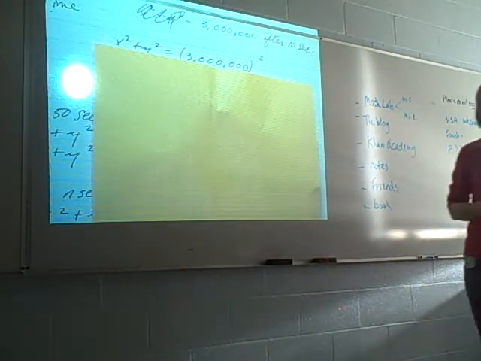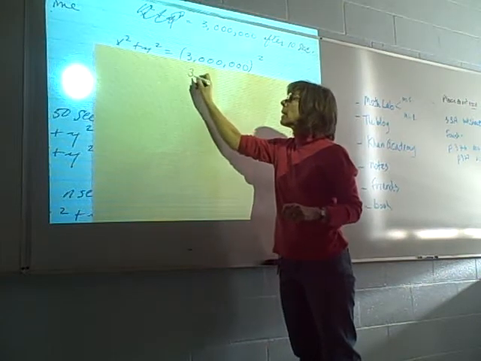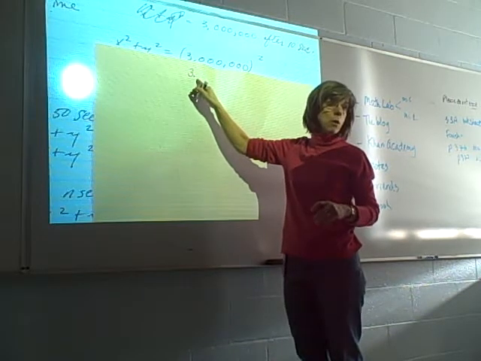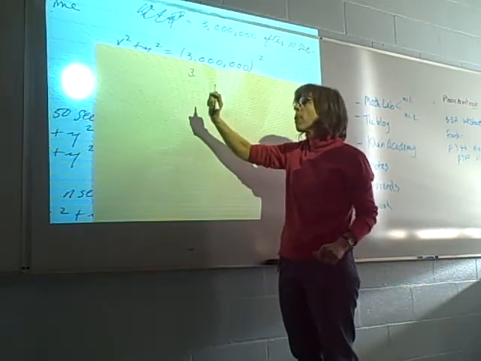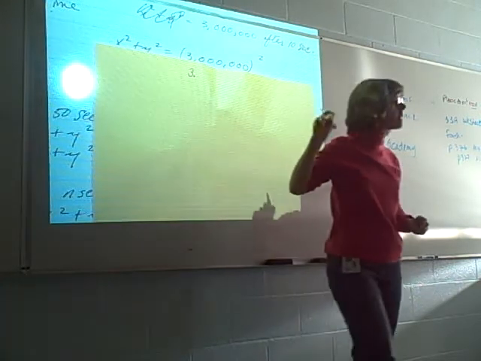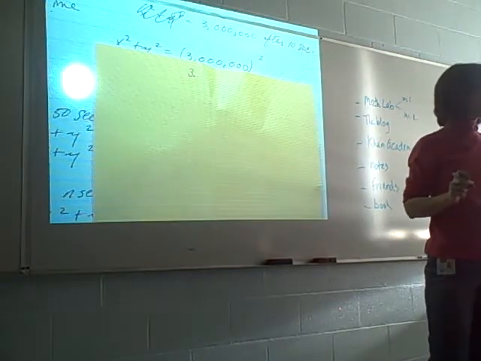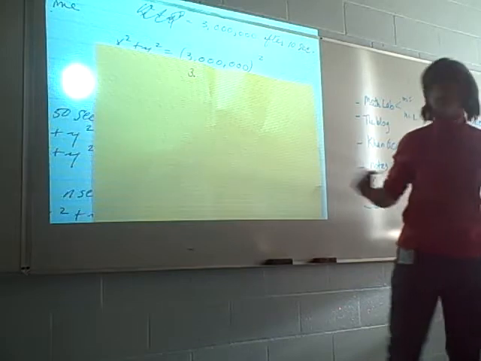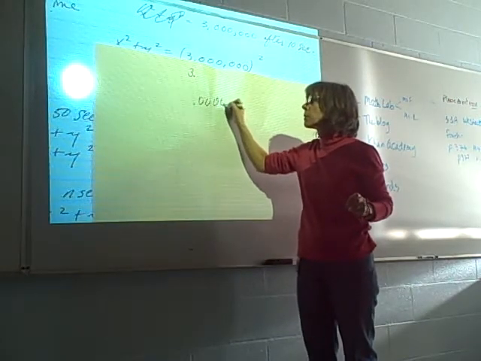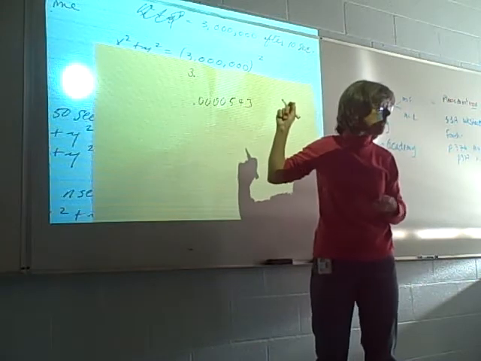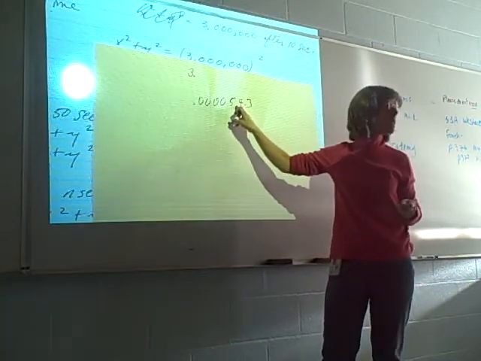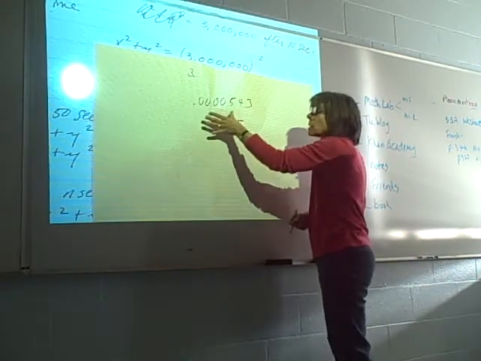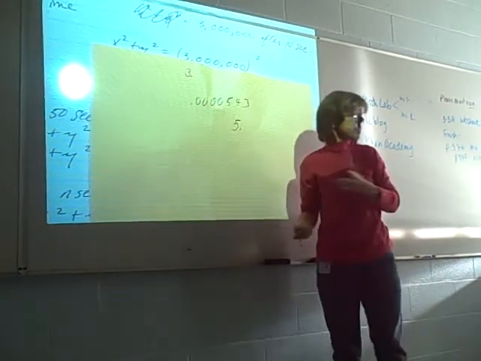3 times 10 to the 6th. Good. So I know that when I'm writing any number in scientific notation, I have a decimal point after the first digit. If I had a very, very small number, and my original number was 0.00543, to write it in scientific notation, I would put the decimal after the first non-zero digit.